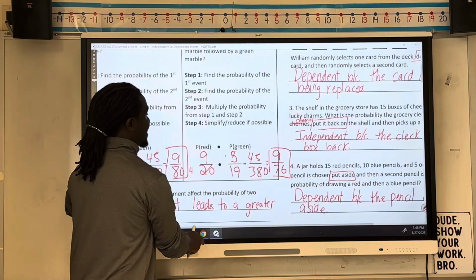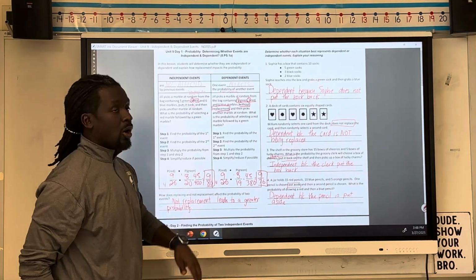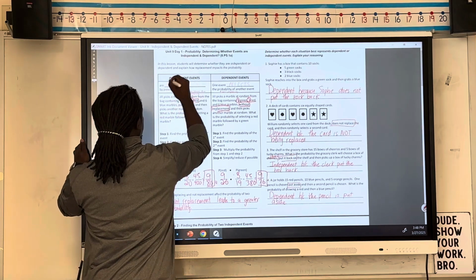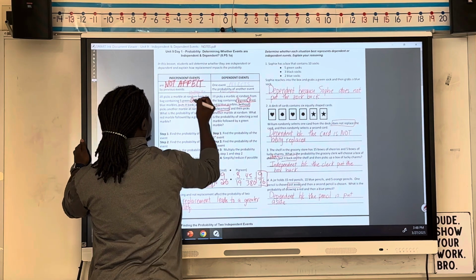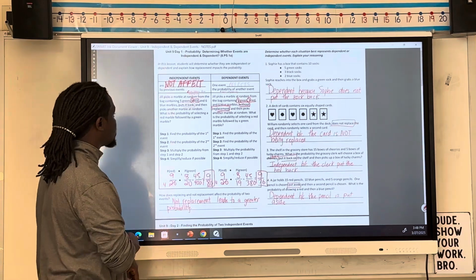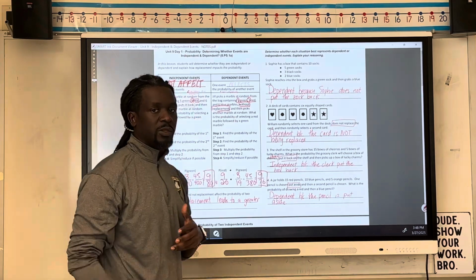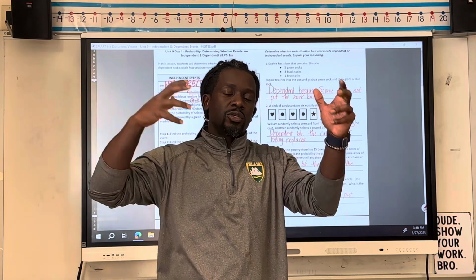Okay, so in summary, independent events are ones that do not affect each other. The way they don't affect is when you have, maybe, a spinner or a coin, which doesn't change, but the key is you are replacing it. You are putting it back. And dependent is when it does affect. The first outcome does affect because you take it, you remove it, and then you do not put it back. All right. So that is the key for identifying independent or dependent events.